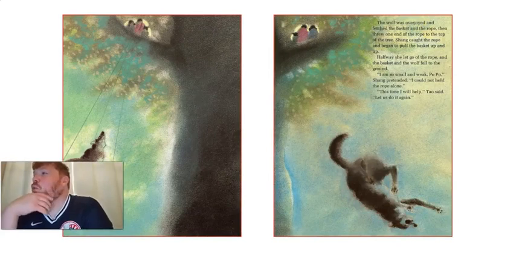The wolf was overjoyed and fetched the basket and the rope, and then threw one end of the rope up to the top of the tree. Shang caught the rope and began to pull the basket up and up. Halfway, she let go of the rope, and the basket and the wolf fell to the ground.